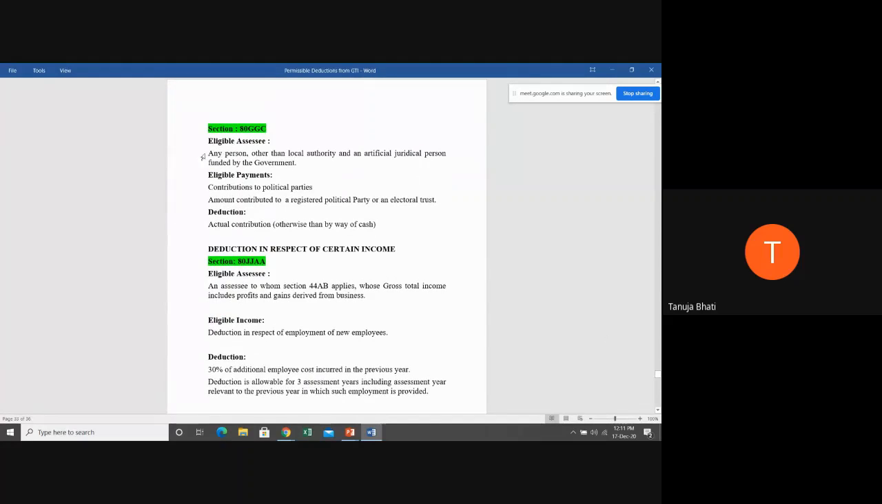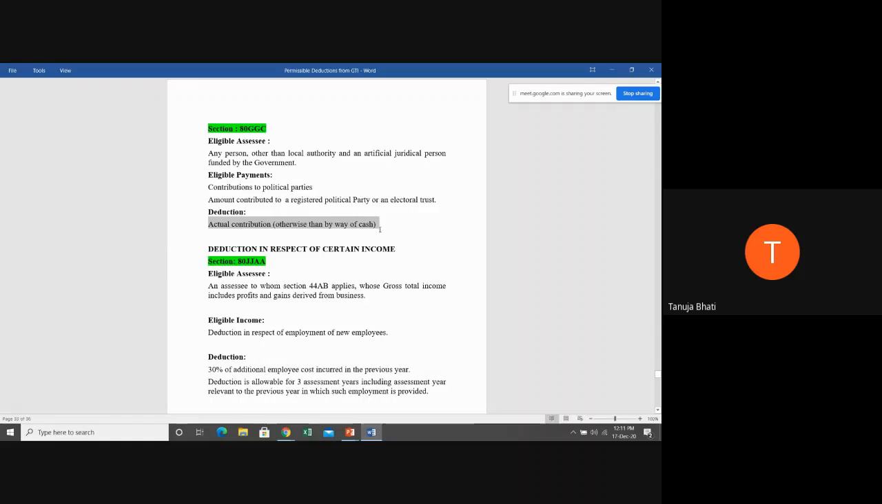80GGC is when any person, other than a local authority or an artificial juridical person which is funded by government, makes a contribution to a political party. The political party should be a registered political party or an electoral trust, and then they will get a deduction under section 80GGC. The deduction will be the actual contribution made otherwise than by way of cash.